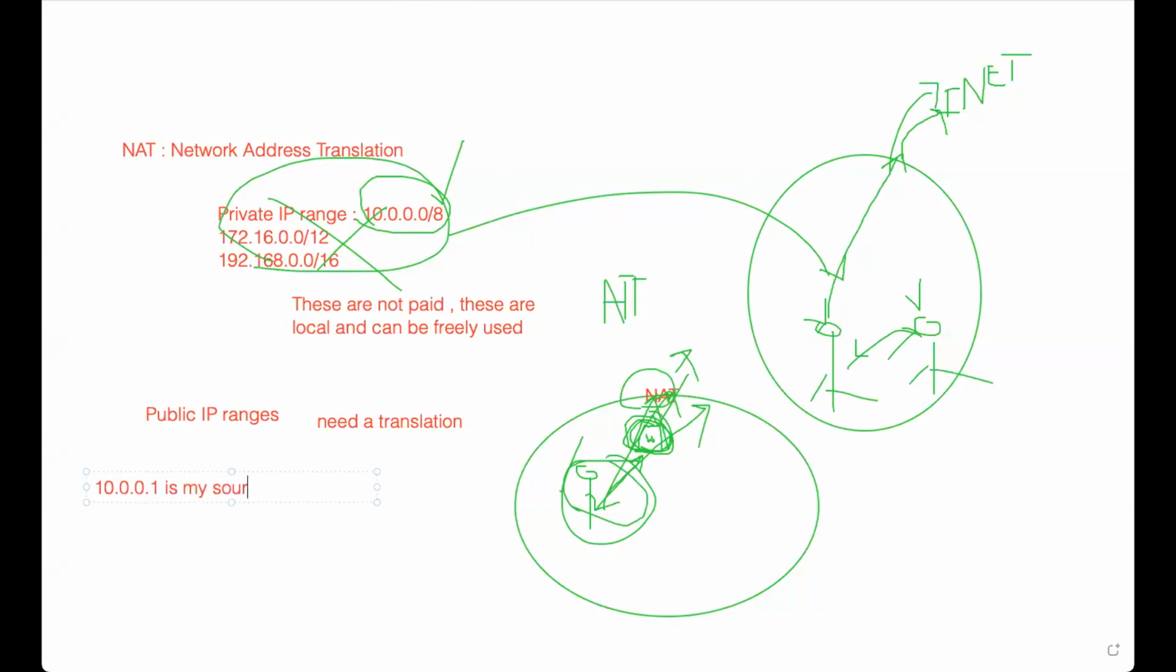This is my source IP, and I'm trying to go to google.com. That is my destination. Let's say the google.com destination IP is 8.8.8.8. Okay, and here what has to be translated, guys? Will my source be translated, or will my destination be translated? Which one will be translated? Source. Yeah, because my source is the private IP, it needs to be translated to the public IP. So here my source will be translated.